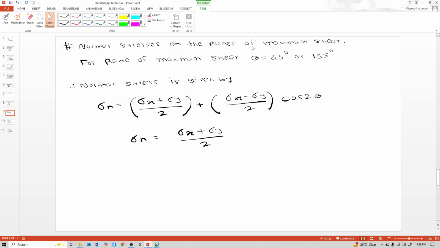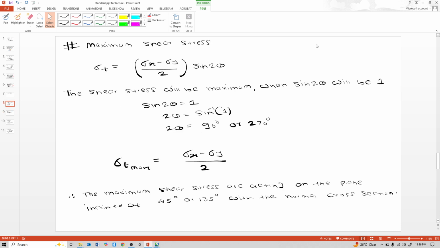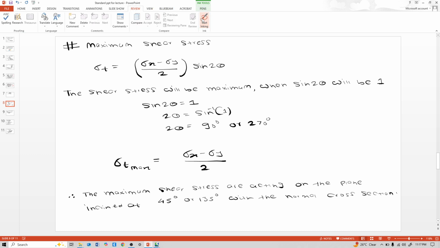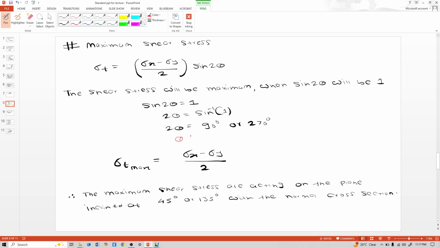Normal stress on the plane of maximum shear. Plane of maximum shear, that means theta is 45 degree or 135 degree. See this theta here. Theta is equal to 90 divided by 2, that means 45 degree, or 270 degree divided by 2, that means 135 degree.